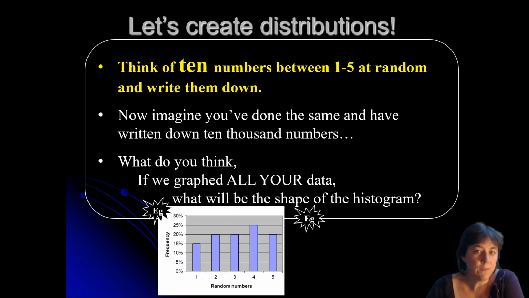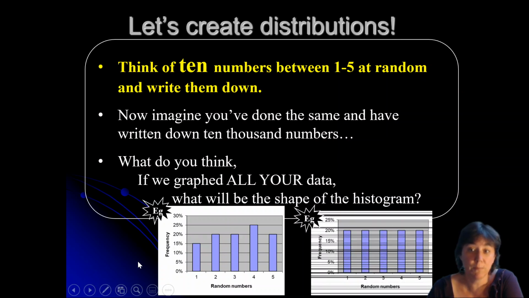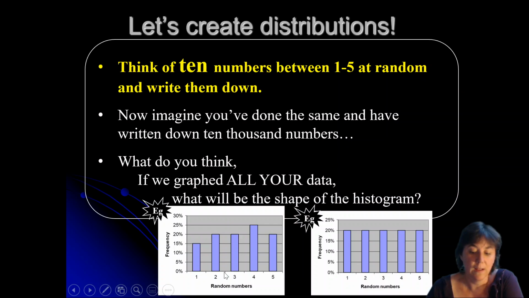So, question, what do you think? And I already solved the result here. If we graphed all your data, what would be the shape of the histogram? Of course, it might deviate around the same frequency, but ideally your distribution would be just a flat line. So this would be the ideal distribution after thousands of data. Why? Because if you're really thinking of numbers at random, then 1s, 2s, 3s, 4s, 5s should come up with the same frequency.